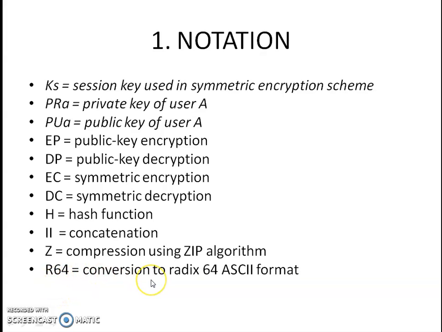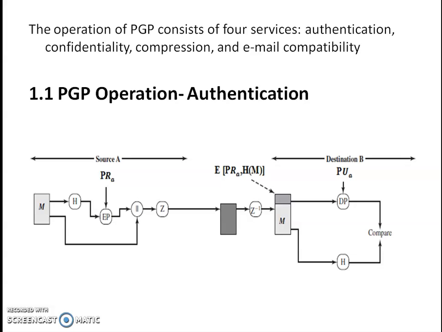And R64 is the conversion to the radix 64 of the ASCII format to provide the compatibility. The operation of the PGP consists of 4 services. These are the basic services that are required to provide the security.